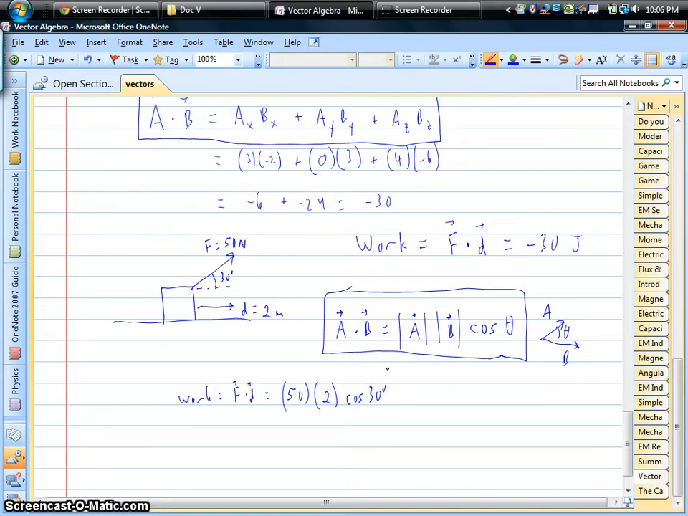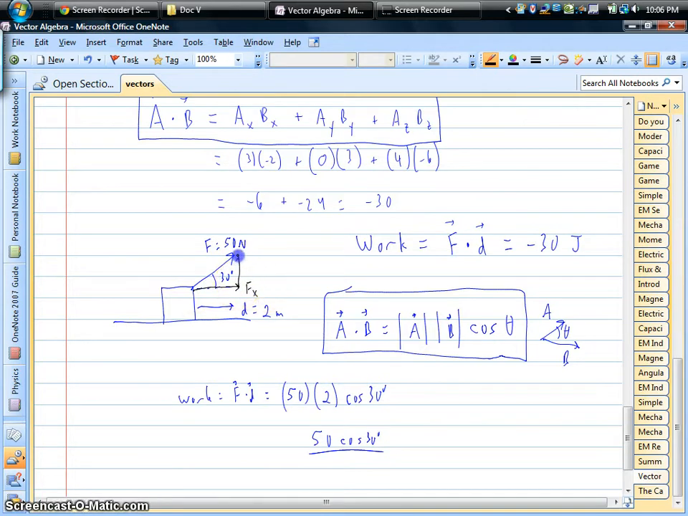Now, if you think about this, check out, say, the 50 Newton force times the cosine of 30 degrees. What does that represent? What is that on this picture up here? That represents the sideways component, the x component of that force.